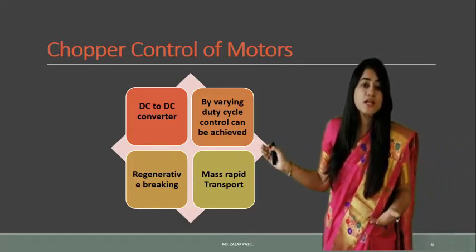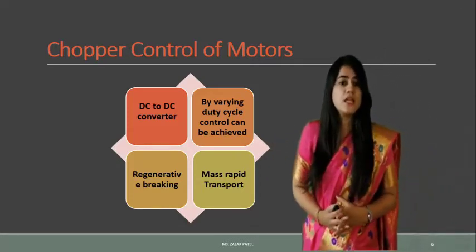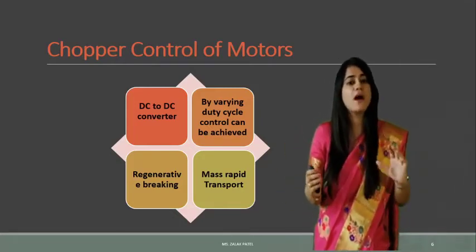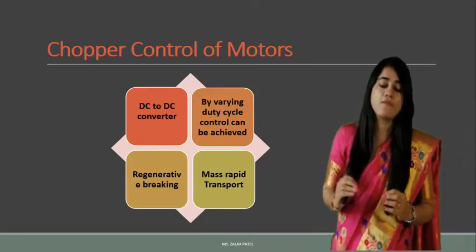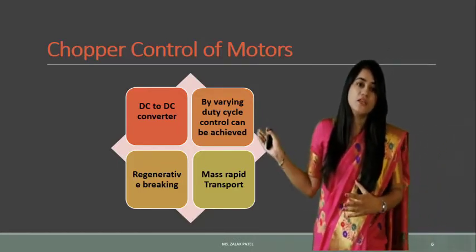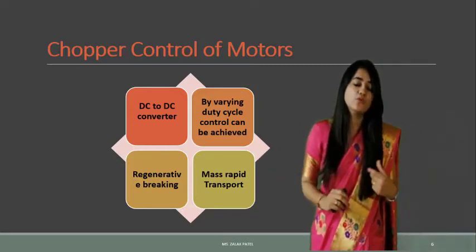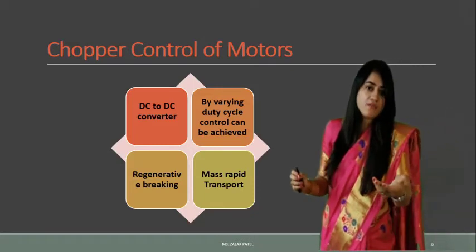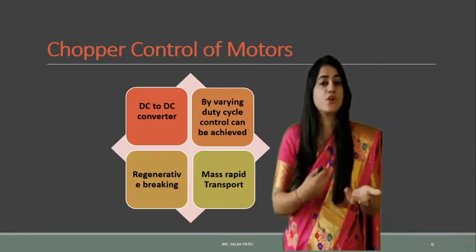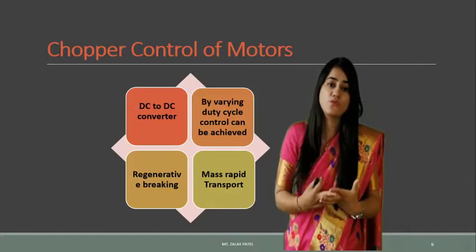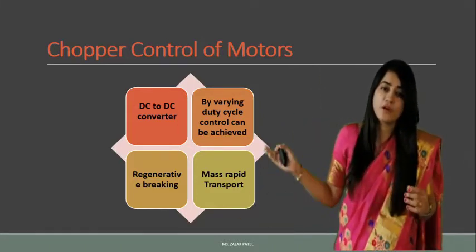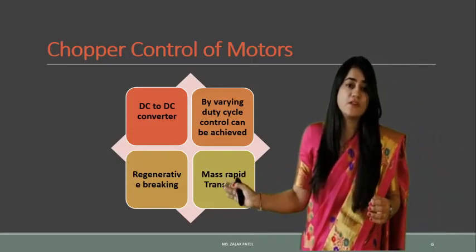How will the duty cycle be changed? Duty cycle is mainly the on-time duration divided by the total time. So by varying the on time, you can easily vary the duty cycle, and control of the motor can be achieved. If the on time is changed, the motor rotation can be changed. It also depends on rapid transport and regenerative braking. These two will be further discussed in the next slide.